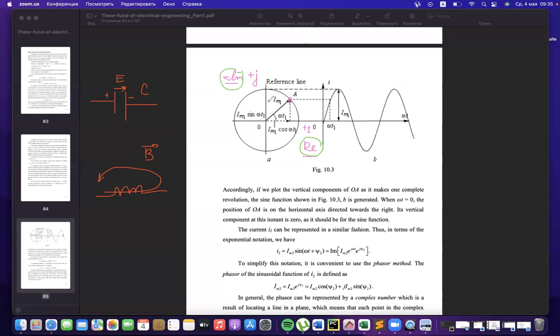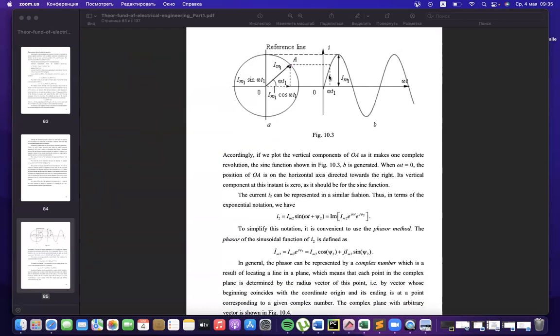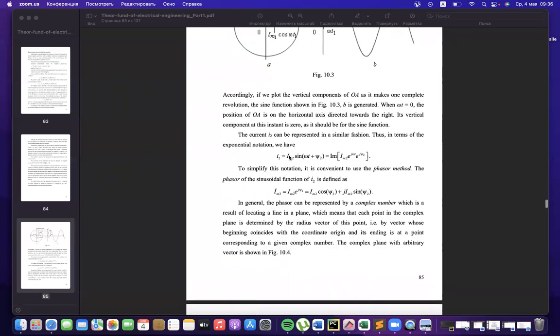That is why in the complex plane, instead of sinusoidal oscillation, we are substituting a complex vector. How is it made? We are taking the amplitude value of our sinusoidal function and the initial angle of our sinusoidal function. For example, if we have a sinusoidal function with some amplitude and initial angle, we are taking instead of it a complex vector with the same length and the initial angle from our sinusoid.